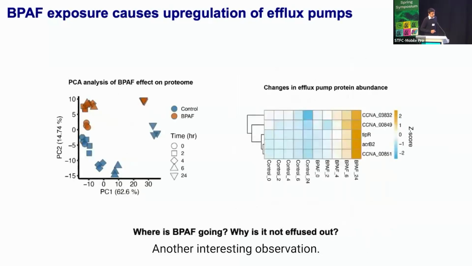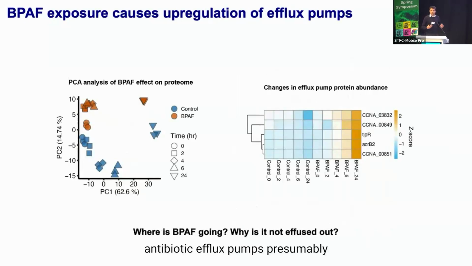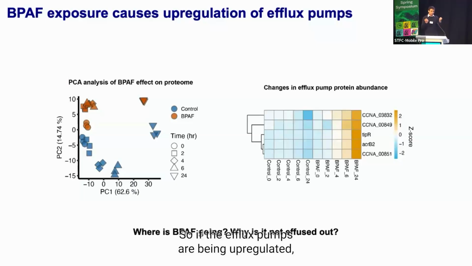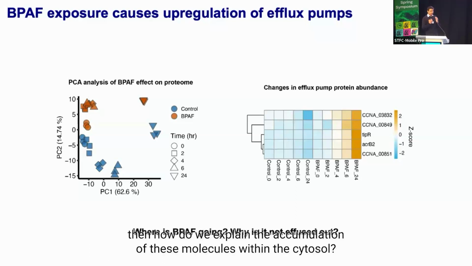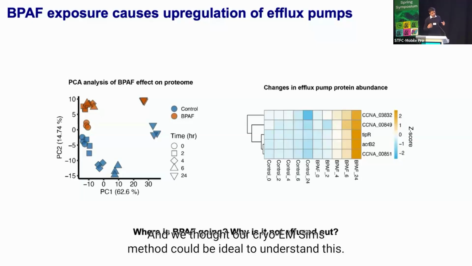Another interesting observation, from a triplicate proteomics experiment, is that when this molecule, bisphenol AF or BPAF, is exposed to these bacteria, they upregulate these antibiotic efflux pumps, presumably to remove this molecule from their cytosol. And this led us to a conundrum. If the efflux pumps are being upregulated, then how do we explain the accumulation of these molecules within the cytosol? This is something we wanted to answer. And we thought our cryo-EM FIB-SIMS method could be ideal to understand this.